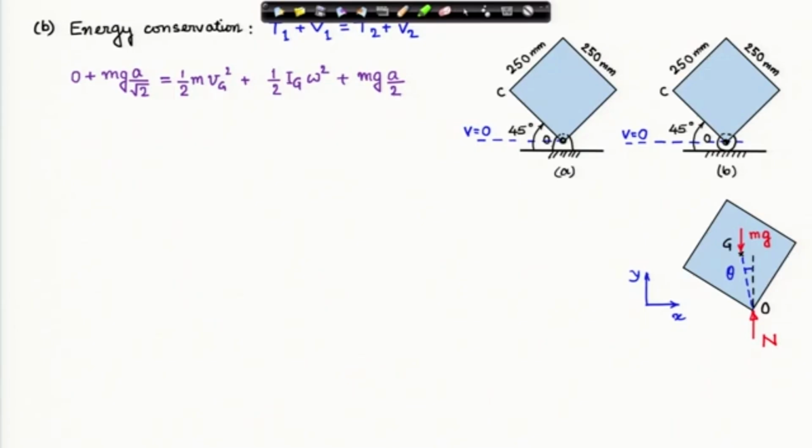Therefore, I write the total kinetic energy of the system in terms of the translational kinetic energy of the center of mass plus the rotational kinetic energy about the center of mass. You can notice that I have written half I g omega square. This is the kinetic energy of rotation about the center of mass, and the translational kinetic energy is half m velocity of center of mass square. So, this is the total kinetic energy in state 2. Potential energy in state 2 will be mg a by 2 when the edge OC becomes horizontal.